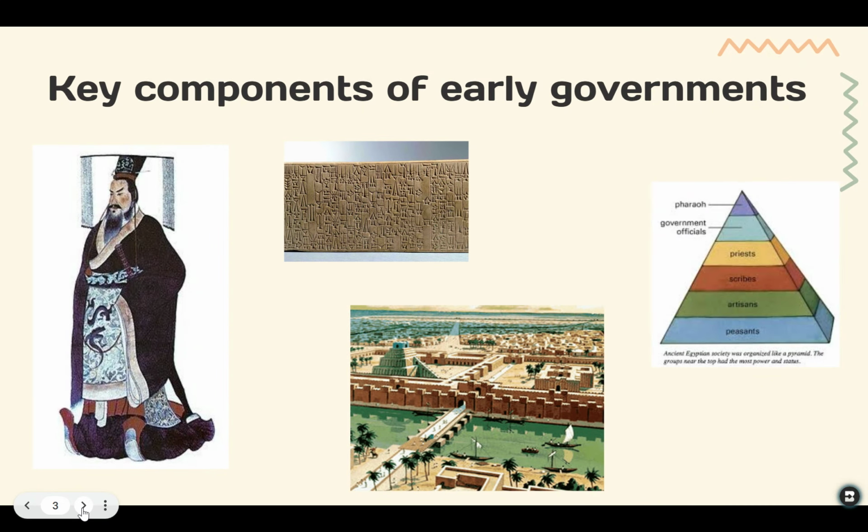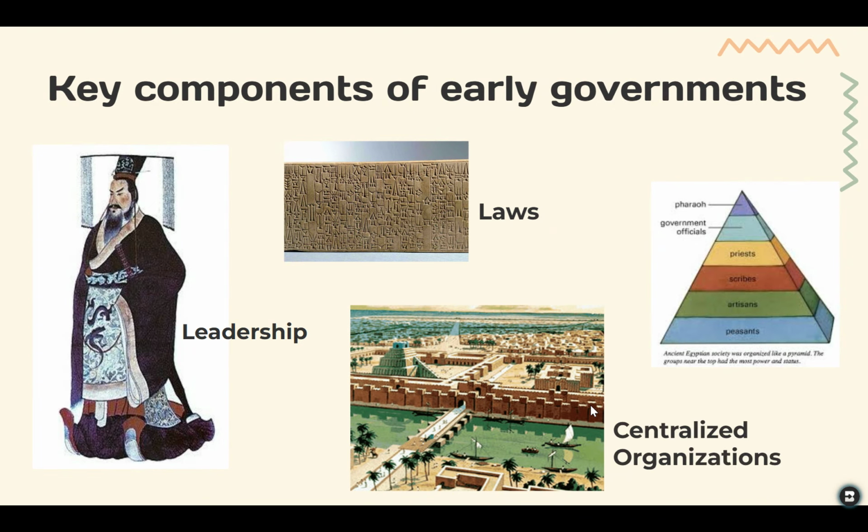All right, so let's look at the four key components that helped answer those purposes. And this you can just list really quickly. We'll get into detail on each one in a minute. So first is leadership. You need a strong leader. The second is laws. You need to have rules and a general understanding of how people need to act. You need centralized organizations. So how does society work? What can be found where? And lastly, you need social class. Who is in power and how do people help each other?